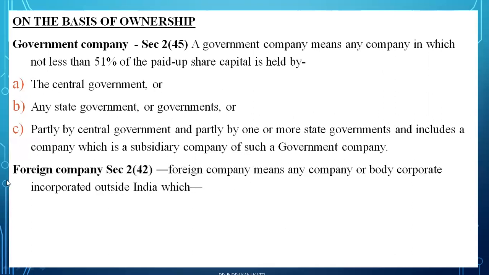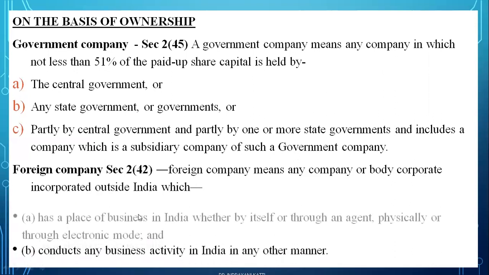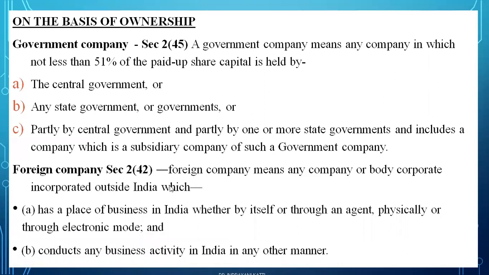So let's move on to the foreign company. What is a foreign company? Section 2, subsection 42 defines a foreign company as any company or body corporate incorporated outside India and which has a place of business in India, whether by itself or through an agent, physically or through an electronic mode, right? You will have to understand that this is a body corporate which is incorporated outside India. This is very important.